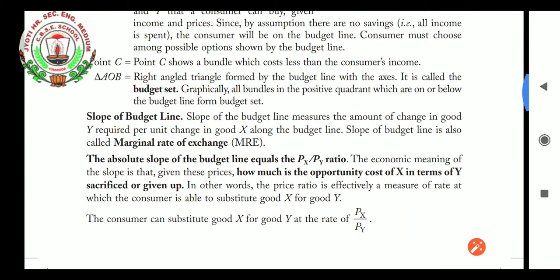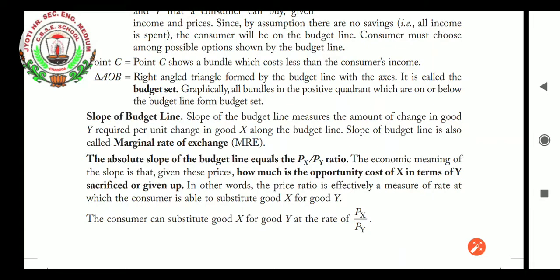Slope of budget line. The slope of the budget line measures the amount of change in good Y required per unit change in good X along the budget line. Slope of the budget line is also called the marginal rate of exchange. Why is it called the marginal rate of exchange? As we saw, if you are purchasing 10 units of Y, definitely 0 units of X can be purchased. If we reduce from 10 to 8, that is, reduce the purchase of Y by 2 units, then we can purchase 1 unit of X. That way, exchanging the rate of Y for X is known as the marginal rate of exchange.